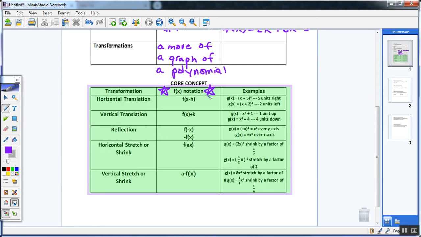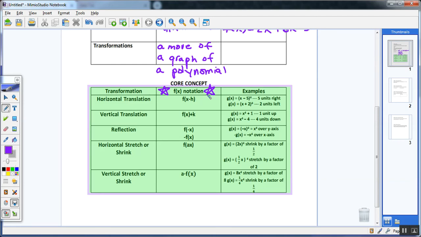Vertical translations, f of x plus a k value. So we're adding or subtracting not inside of parentheses, but outside of parentheses. That's either going to, if I have a plus value right here, this is going to do what, kids? Up 1 unit. If you have a minus value, down 4 units. Okay, is this kind of coming back to you a little bit?